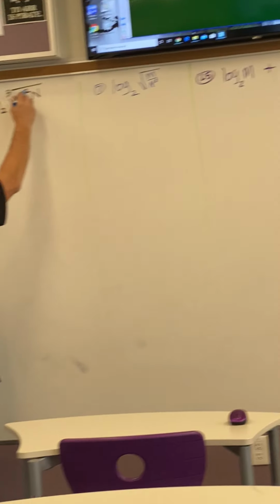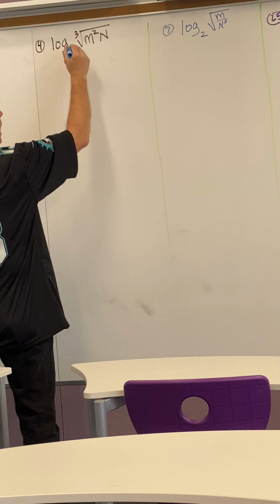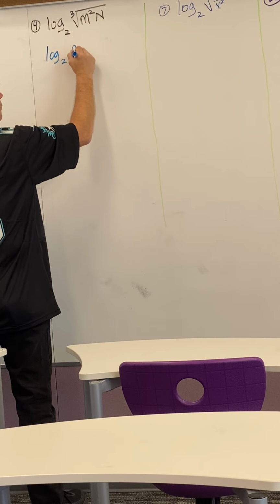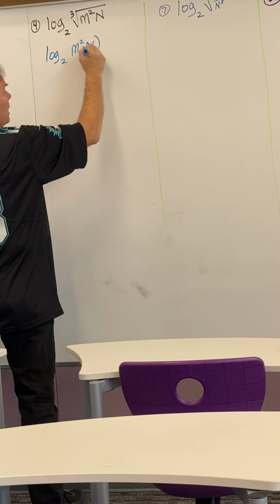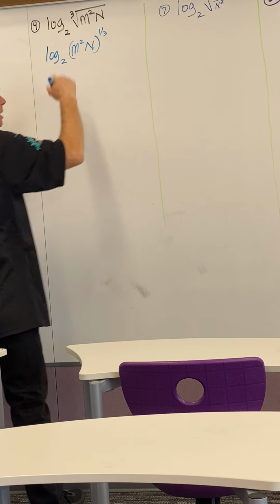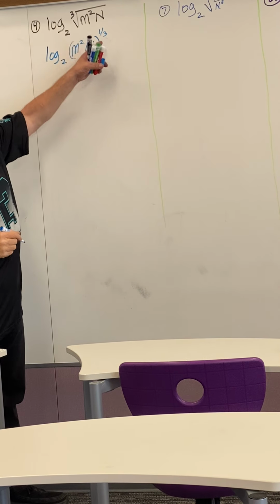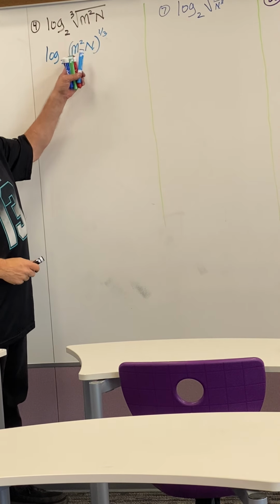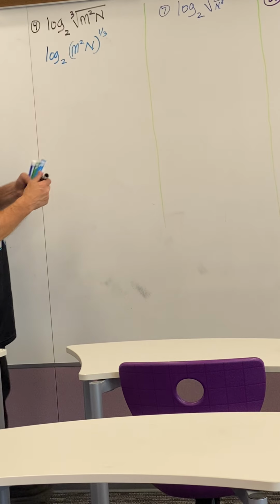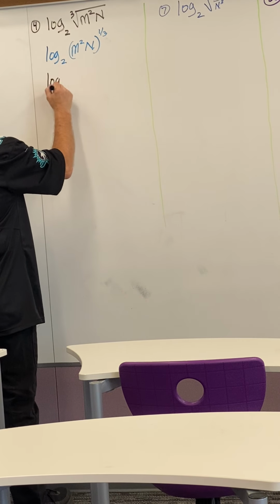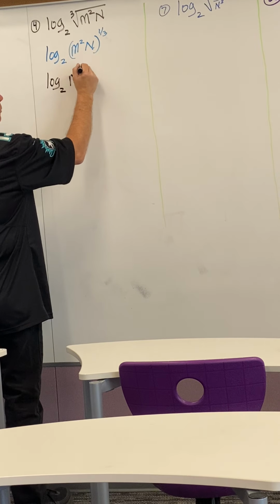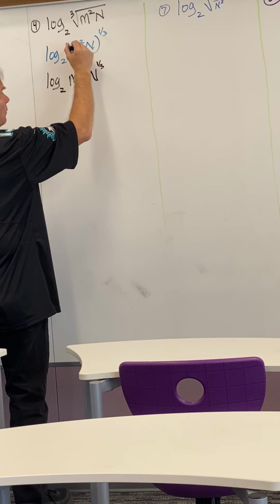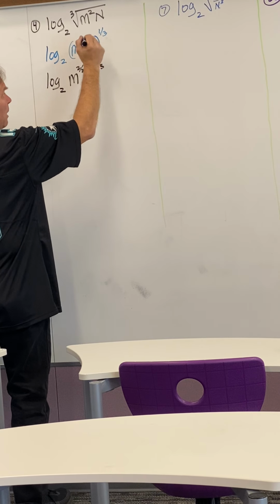Log base 2 of cube root m squared n. So here's the deal. I would make the third root into the 1/3 power. That's the first thing I would do. Make it just raised to the 1/3. I did nothing, didn't move anything around, just called the third root the 1/3 power. Now, what I would do next is distribute this 1/3 to both of these. In fact, let's do that. So it's going to be log base 2 of m to the 2/3 n to the 1/3, right? Because this times this to the power is this to the power, this to the power.